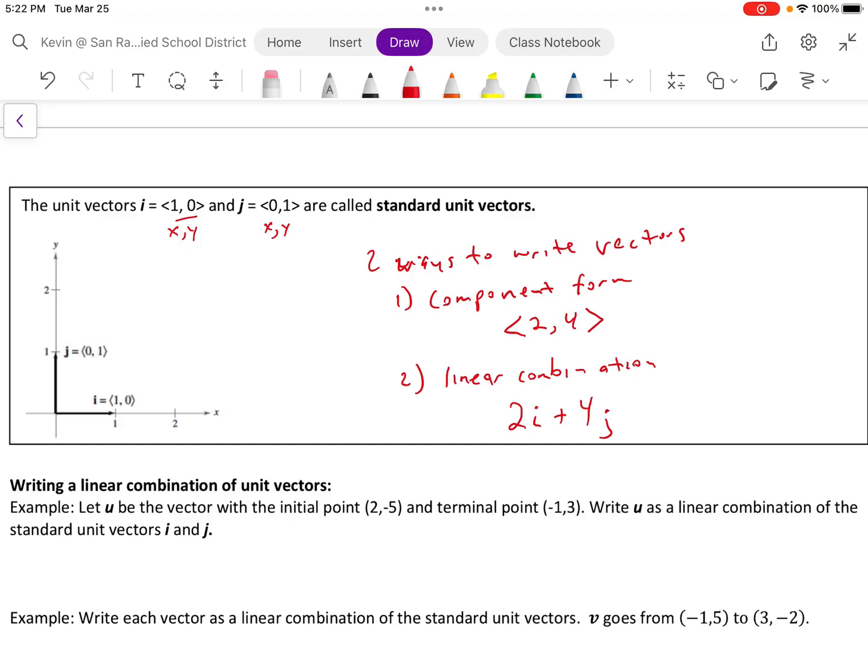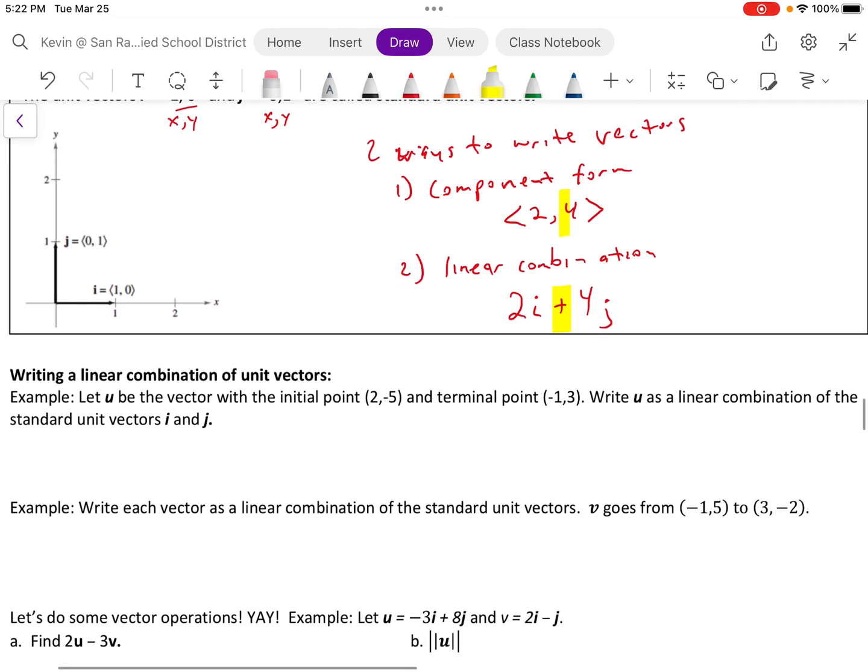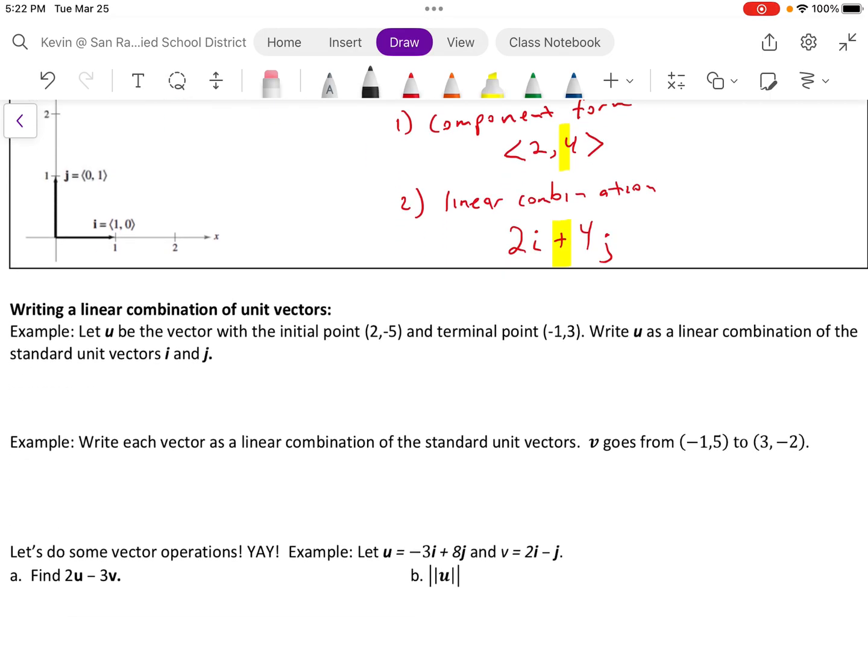Now, a couple things. Remember, the x value is always the i, and the y value is the j. And the sign right here is going to be based on whatever the sign of this value is. So this is plus 4j because that's 4. Okay, so let's look at some examples.